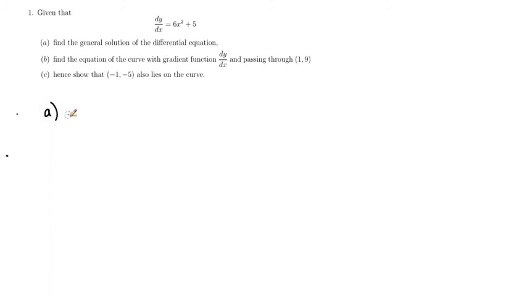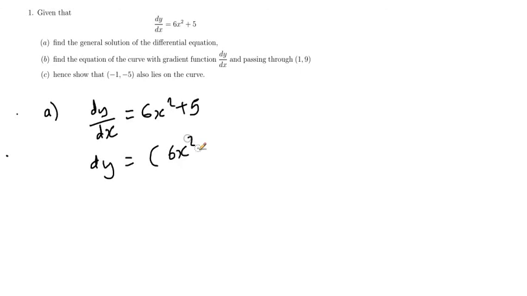Part A, we need to find the general solution of the differential equation. So I've been given dy dx is equal to 6x squared plus 5. So this is the same as saying dy is equal to (6x squared plus 5) multiplied by dx. This dx just goes on the other side. We are actually cross multiplying.